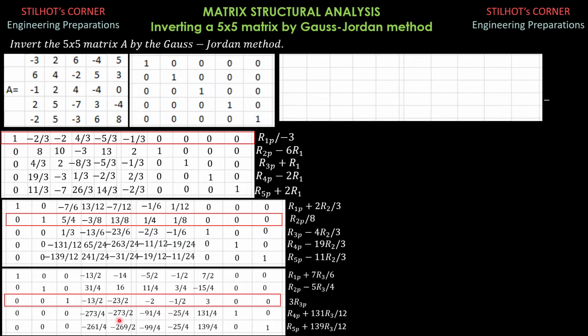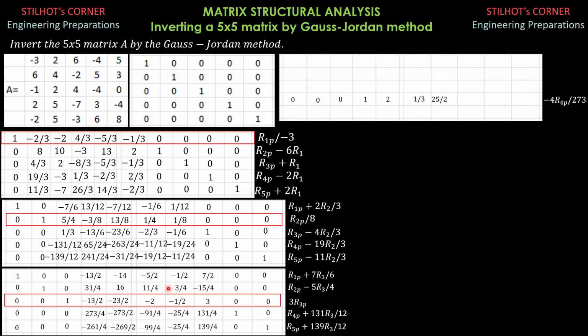Then negative 273 over 2 times negative 4 over 273, that's positive 2. Negative 91 over 4 times negative 4 over 273, that's 1/3. Negative 25 over 4 times negative 4 over 273, that's 25 over 273. 131 over 4 times negative 4 over 273 is negative 131 over 273. 1 times negative 4 over 273, so negative 4 over 273. Then 0 times negative 4 over 273, 0.